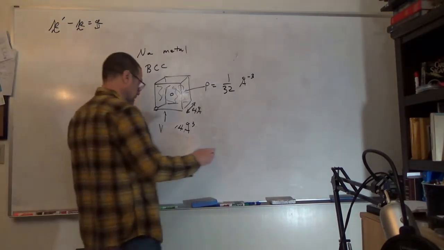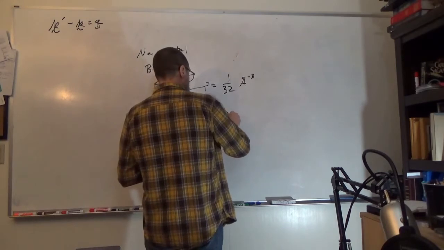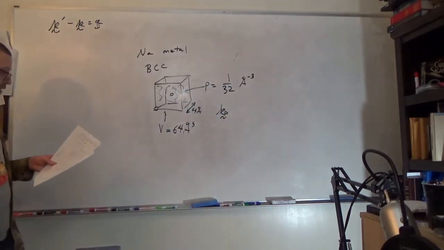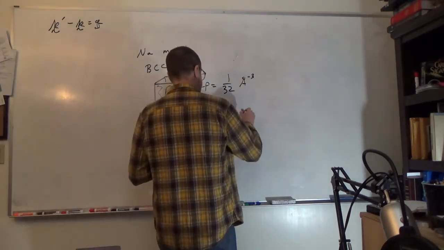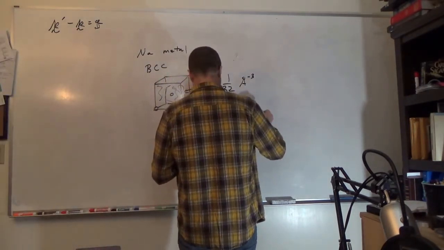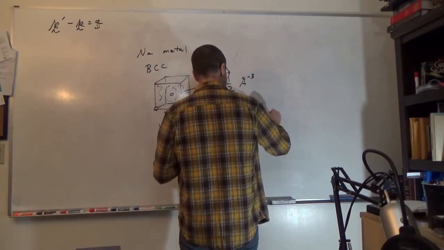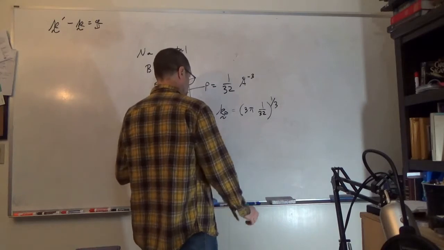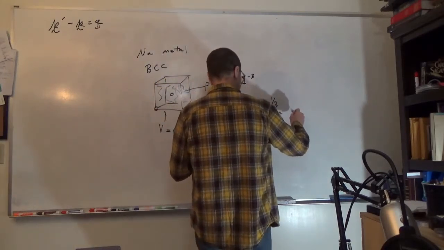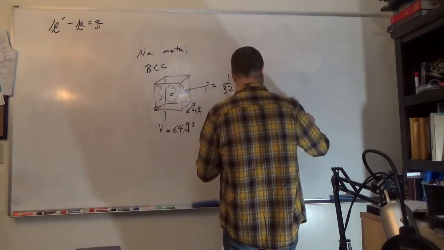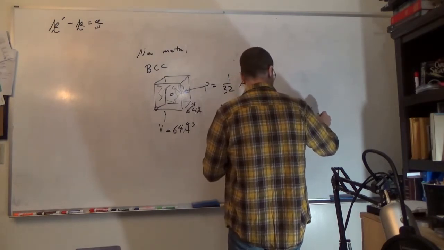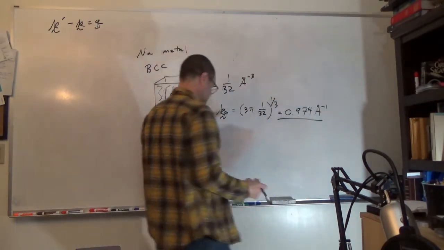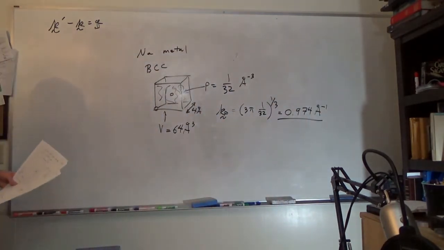Which means that our Fermi K Fermi is equal to (3 pi squared times 1/32) to the 1/3, or 0.974 inverse angstrom. Okay.